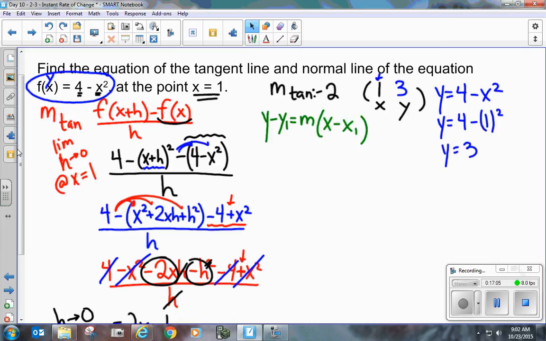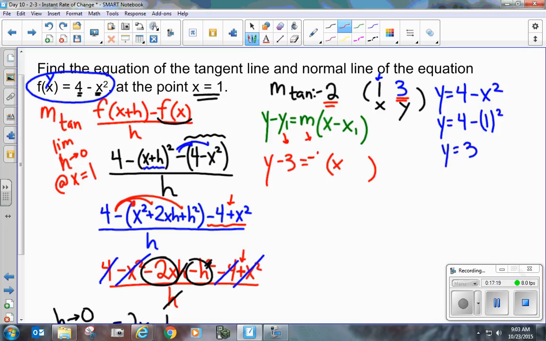All right? Well, I keep my y, and I keep my x. Well, what's my y coordinate? It's 3, so minus 3. My slope is negative 2, and my x coordinate, I subtract that, it's the 1. That is absolutely perfect for the tangent line.